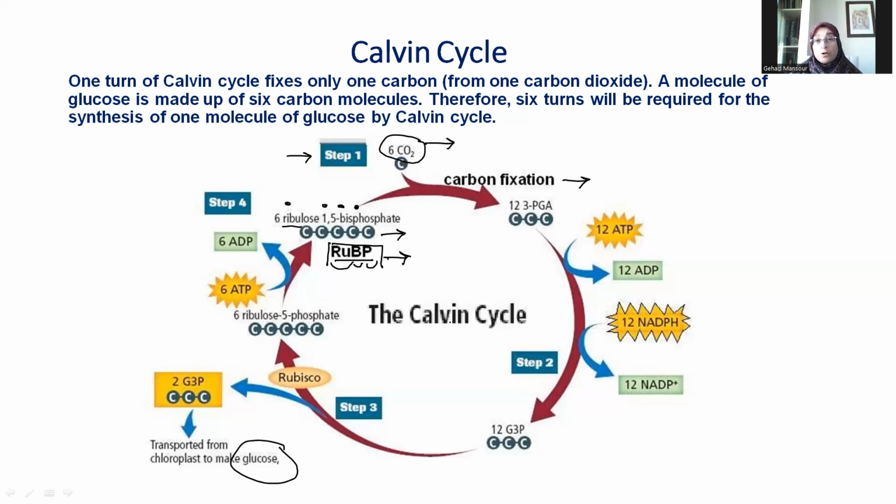So the overall reaction of the Calvin cycle is that you start with 6 molecules of carbon dioxide and they react with 6 molecules of ribulose biphosphate in order to form only 1 molecule of the monosaccharide glucose, which is C6H12O6. And in order to do that, you need 18 molecules of ATP.